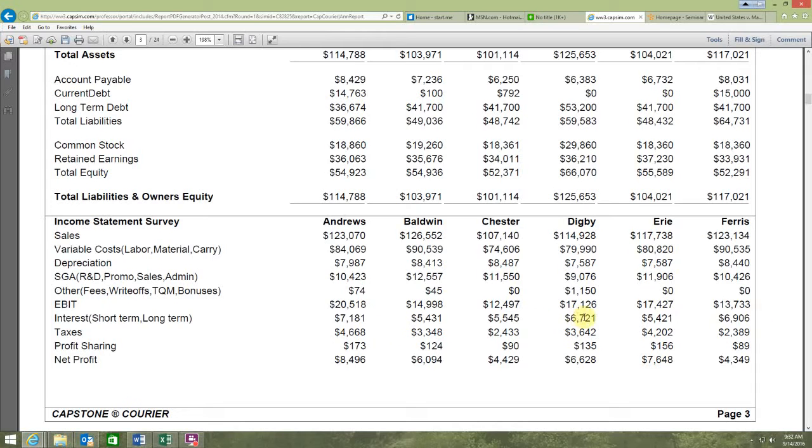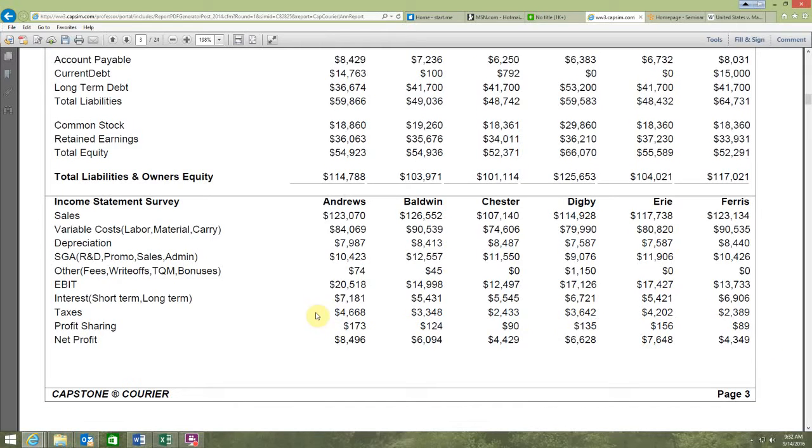So earnings before interest and taxes, our interest, we see, obviously Andrews with their emergency loan had a big interest payment. Digby borrowed some money. Remember, they borrowed long-term money, so they had a higher interest. And Ferris borrowed short-term money, and so they had a much higher interest. The others, about the same. Taxes, you want that to be up. That means your profits are up. Profit sharing, we don't do a lot that really impacts profit sharing, and then our net profit.